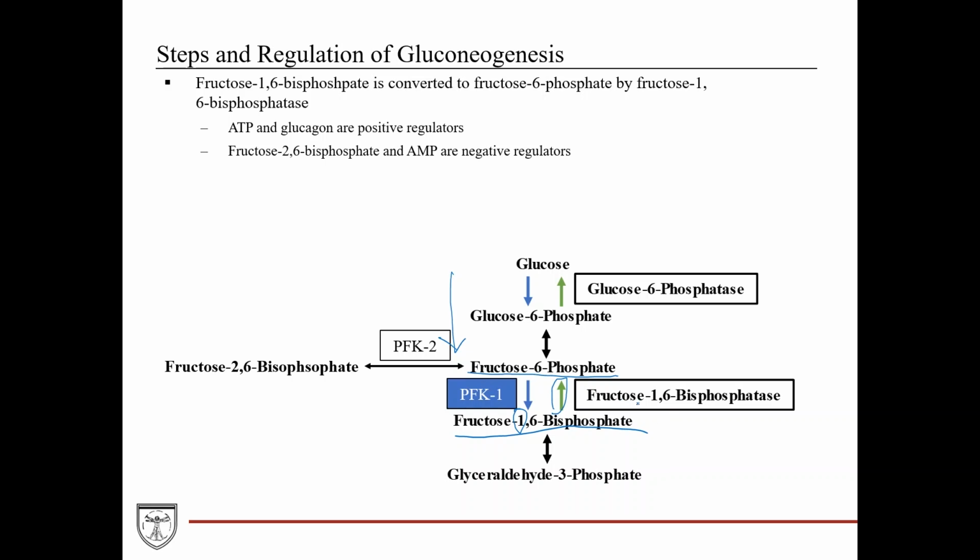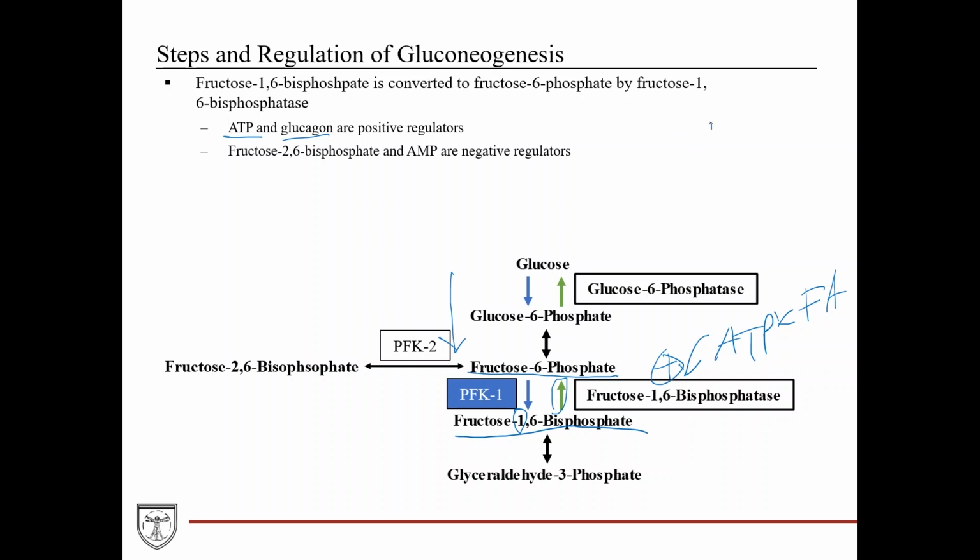Now, back to fructose 1,6-bisphosphatase, the levels of regulation for that enzyme: you have ATP and glucagon as positive regulators. So you've got ATP here, which is coming from high levels of fatty acid oxidation, and that's a positive regulator. And remember, you have high levels of fatty acid oxidation because in the liver, you've switched from using glycolysis to using fatty acid oxidation to provide ATP so that you can carry out gluconeogenesis.